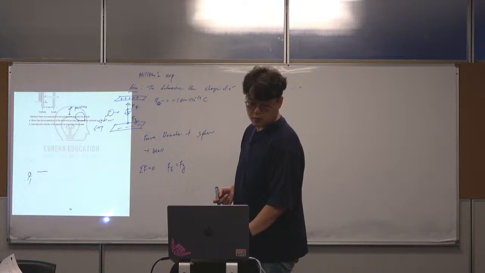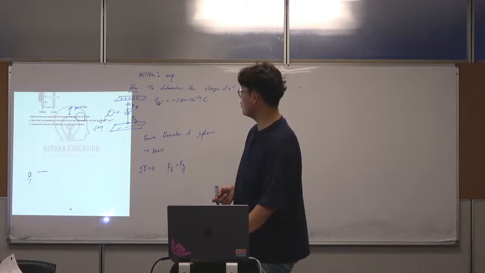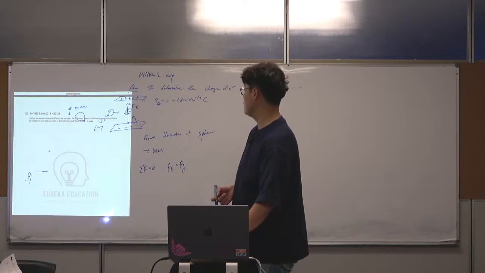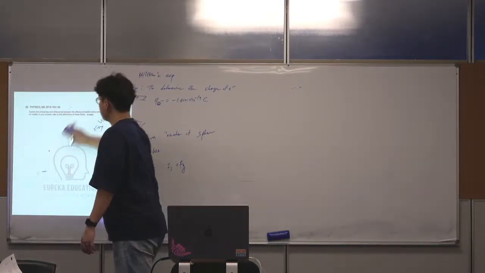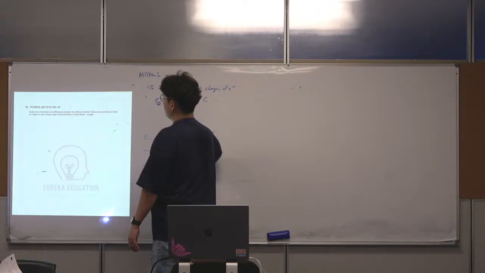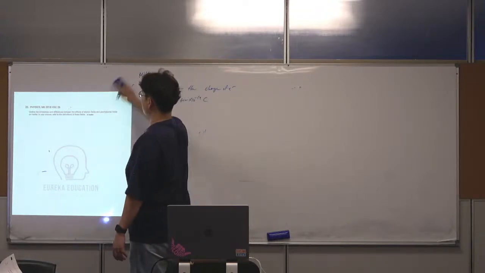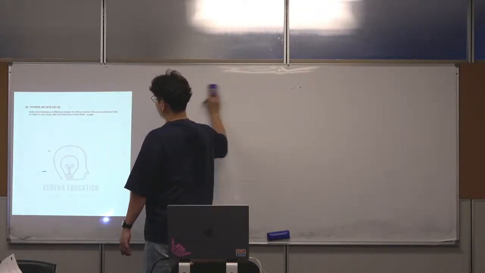How do you structure answers? For example, question 20. I don't know how to structure. Okay. Outline the similarities and differences between the effect of the electric fields and gravitational fields on matter. In your answer, refer to the definition of these fields.